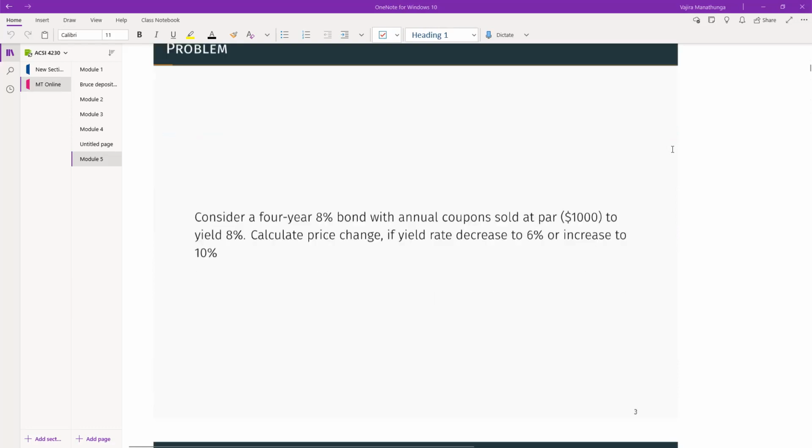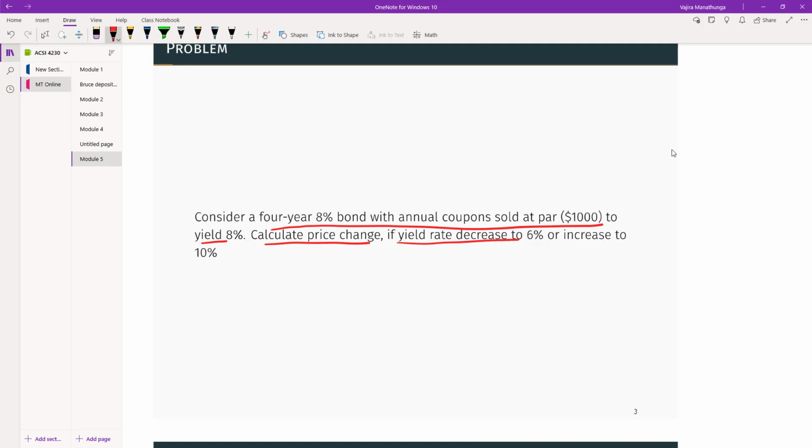So consider a 4-year 8% bond with annual coupon sold at par value to yield 8%. Calculate the price change if the yield rate decreases to 6% or increases to 10%. So let's try to do this. So basically this is an 8% bond with an annual coupon sold at par to yield 8%.